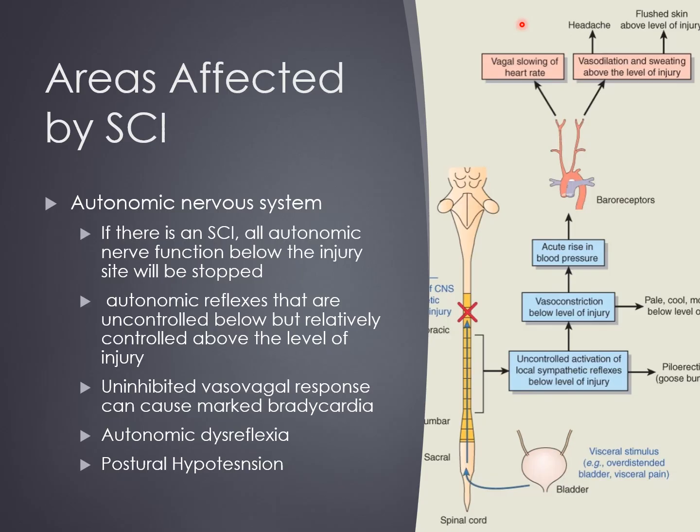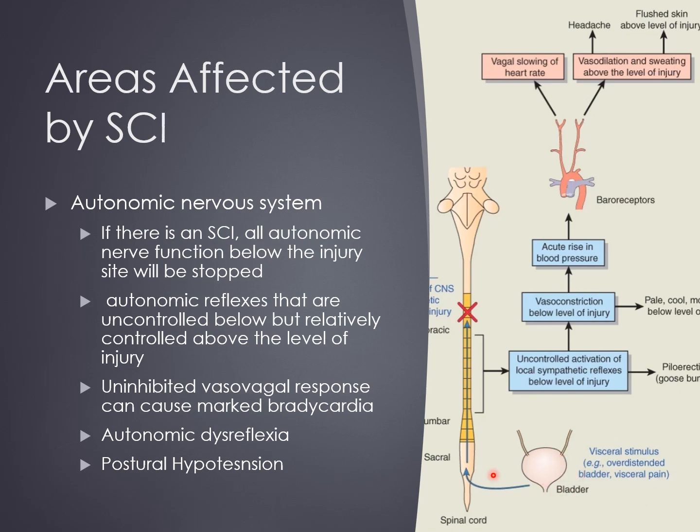Autonomic dysreflexia is a clinical emergency. It can cause things like convulsions, loss of consciousness, and death if it is not corrected. So we'll talk a little bit more about how that happens. Again, you can see in this picture, this is the level of injury right here. When something happens below that level of injury, that would trigger the autonomic nervous system. In this case, it is a visceral response, like an over-distended bladder.